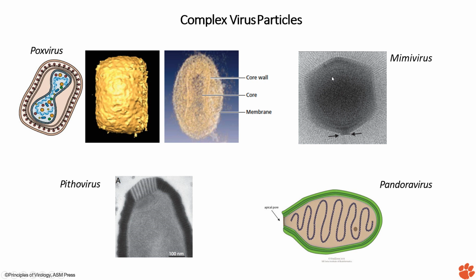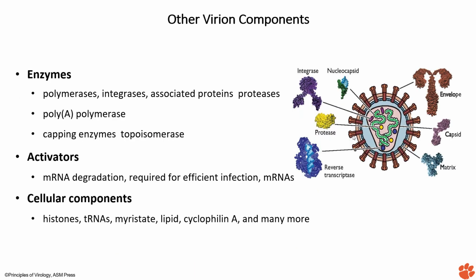On the other hand, for the Mimivirus, you can see that you do have icosahedral symmetry, and in one of the vertices you have what we call a stargate, through which the genome is actually packaged in there. Very complex structures. So what are the other virion components that we are seeing?